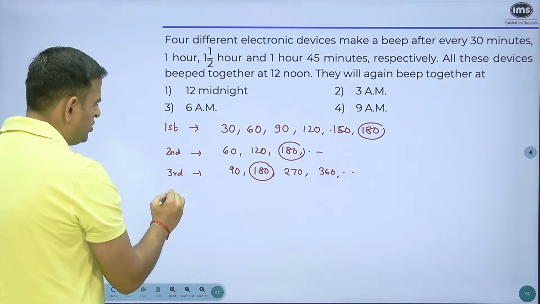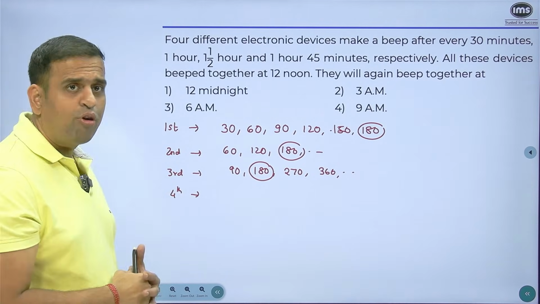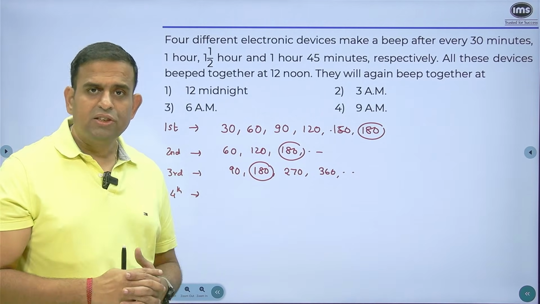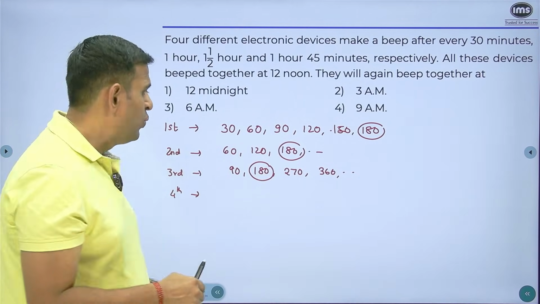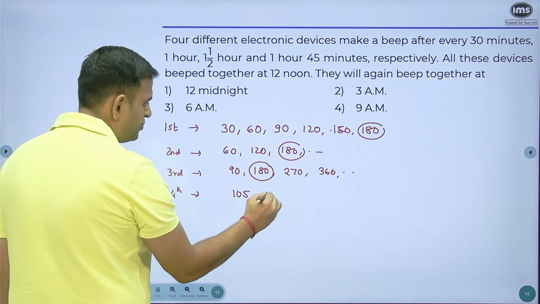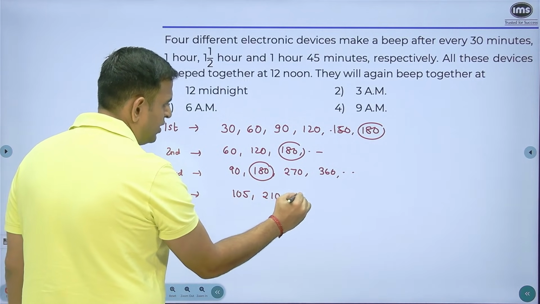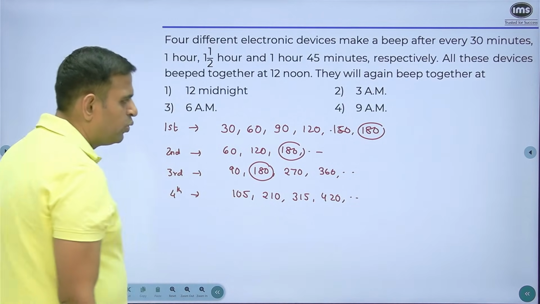And then finally, suppose I look at the fourth device as well, which says 1 hour 45 minutes, and that translates to nothing but 60 plus 45, giving you 105 minutes. So it's going to be 105, 210, 315, 420 and so on like this.